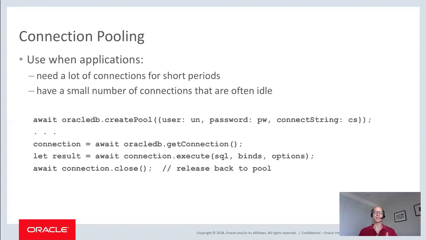The advantages of that are that the connection pool can do things like load balancing. It can do better detection if the network has dropped out and the connection has become unusable. So you get better resiliency if you do that.